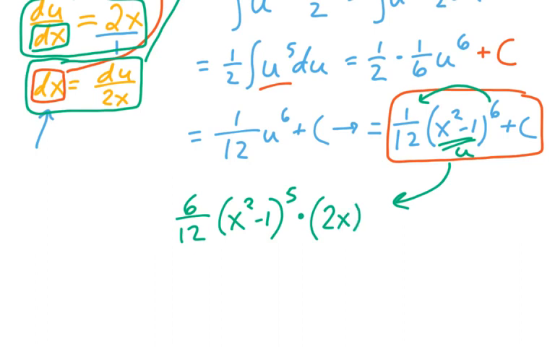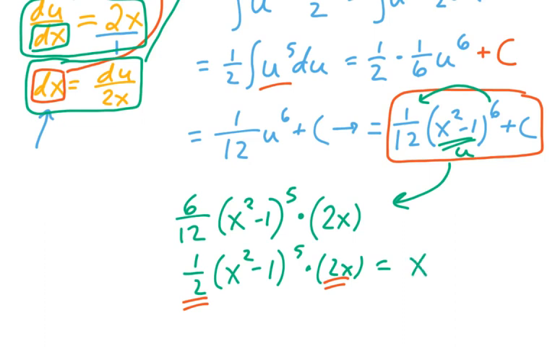Okay, 6 over 12 becomes 1/2 x squared minus 1 to the 5th times 2x. I've got the 1/2 and the 2x. I can combine those two, friends. And my derivative of my answer would be x in the front, x squared minus 1 to the 5th. Look at your original integral, guys, and we just got it right. That's pretty cool. That's a very basic example of U-substitution, finding integrals to undo chain rule.